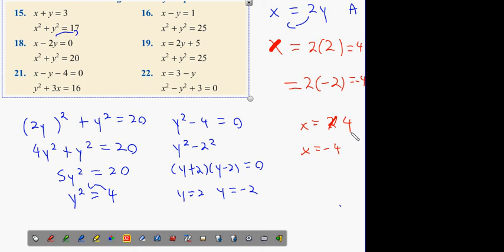Okay. Now what we're going to do next is look at one of the harder questions, the likes of 22 or 23. So what I'll do is I'll do 22.